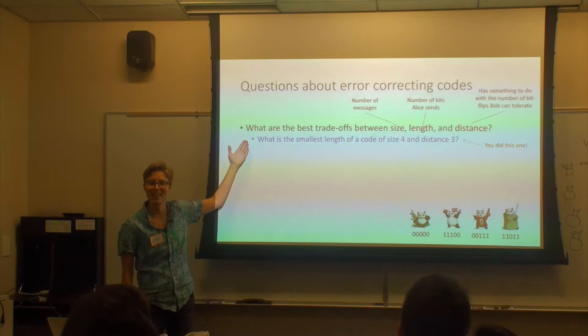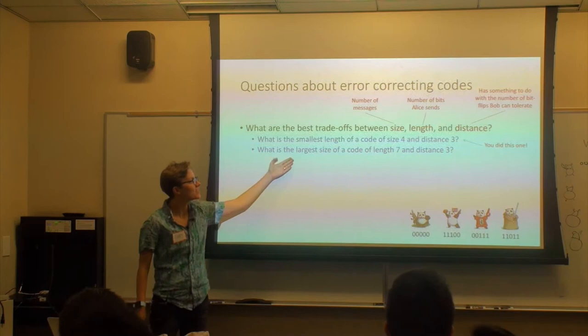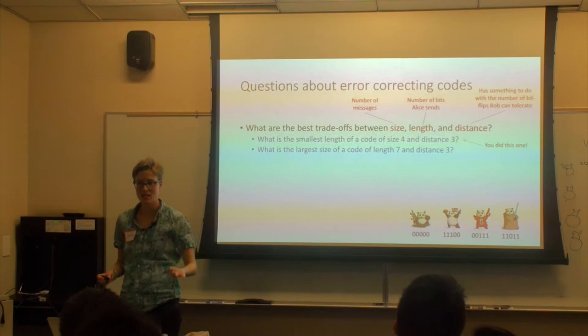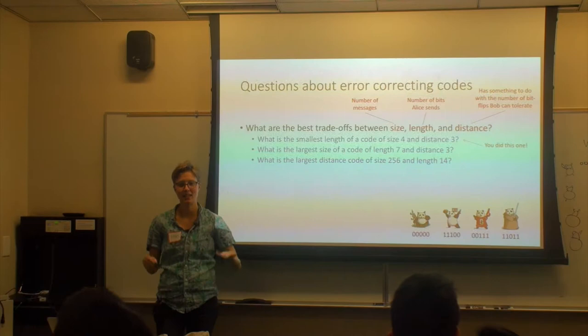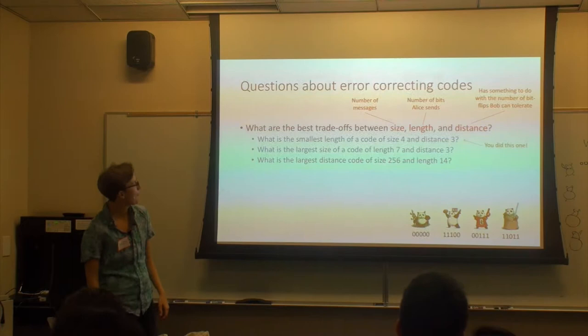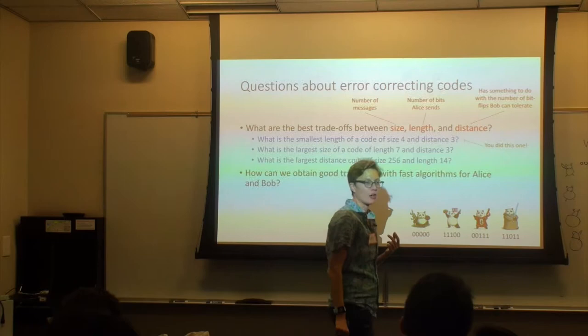We could also ask, what is the largest size of a code of length 7 and distance 3, so fix the other two parameters, try to maximize the size, or what is the largest distance code of size 256 and length 14? You can come up with all sorts of questions, like fixing two of the parameters, trying to maximize the third. And another sort of question that we haven't talked about yet is, how can we come up with efficient algorithms for Alice and Bob here?